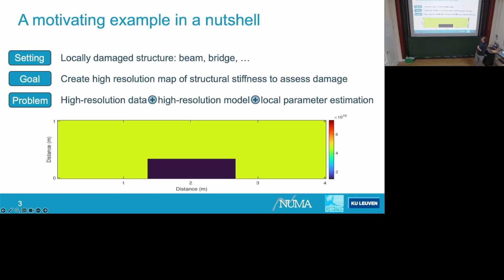High resolution model. The parameter that we want to estimate is a function of space. So in principle, it's an infinite dimensional parameter. The stiffness is a function of space. So this is what we call local parameter estimation. It also adds to the dimensionality of the problem.